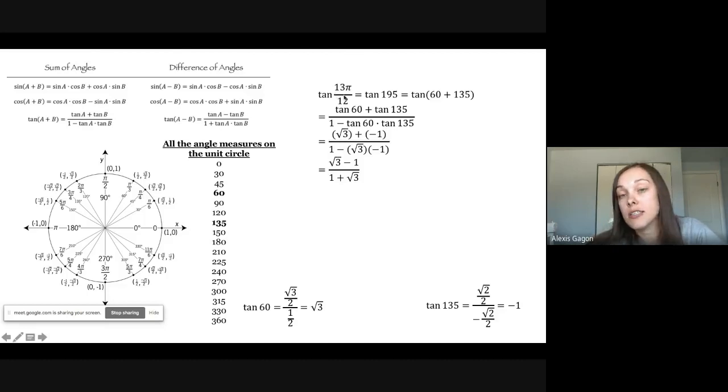And you can check yourself here. You could put your calculator in radians and put tangent of 13 pi 12ths. And you should get the same thing as when you put this in. Or if you just want to keep it in degrees, you could do tangent of 195 and you'll get this same exact thing here also. Okay, questions with that one?